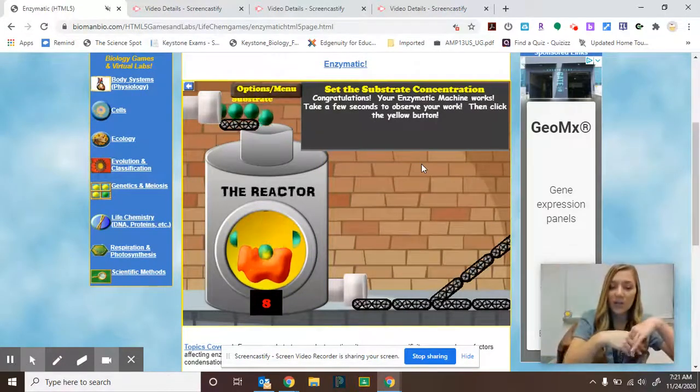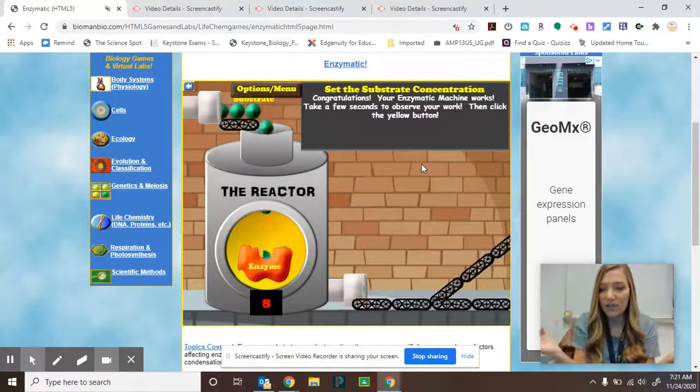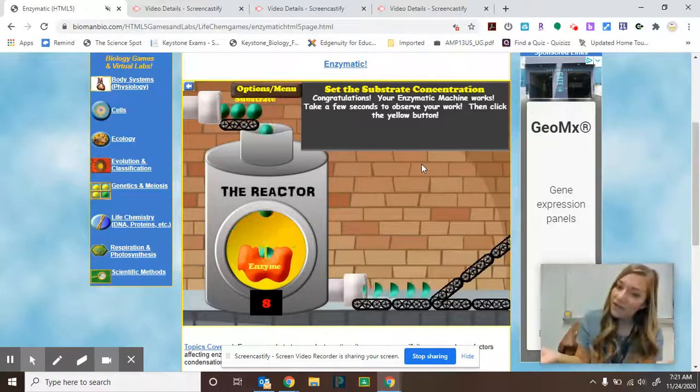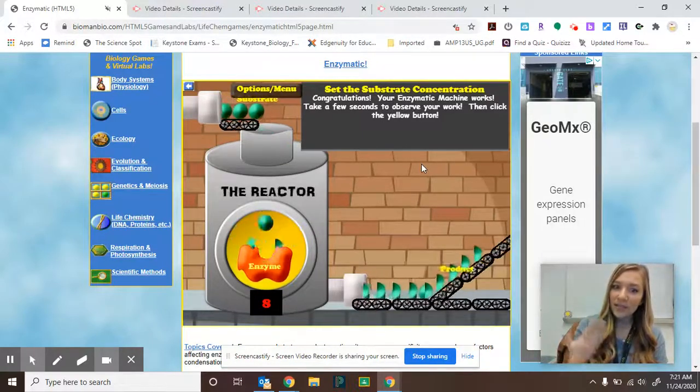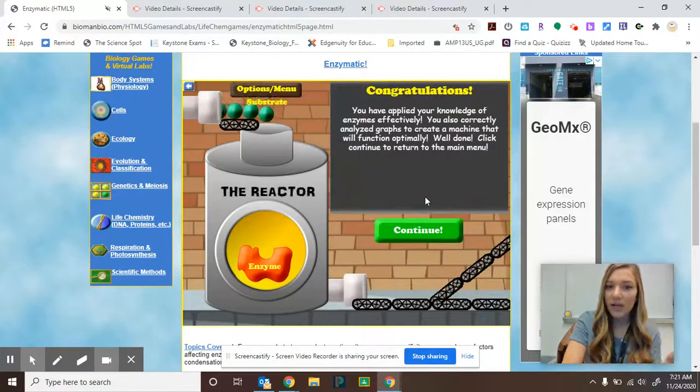You can see the substrate going in, and this particular enzyme is splitting the substrate. Sometimes enzymes build things, sometimes they split them apart. Just depends on the enzyme. So once again, we're watching this happen. Ooh, my enzyme is splitting up my substrate. Look at my products. The substrate goes in, that's my reactant. The product comes out. Beautiful. Look at all that work being done at an optimal rate. So we correctly applied our knowledge. We made the machine work.